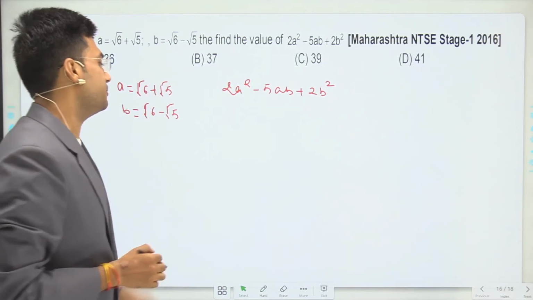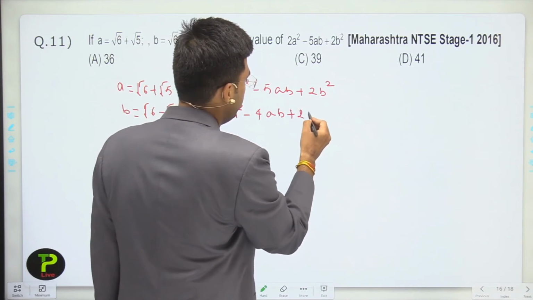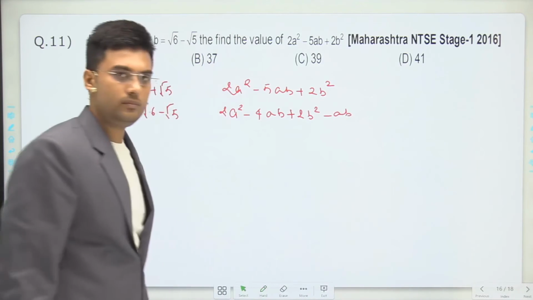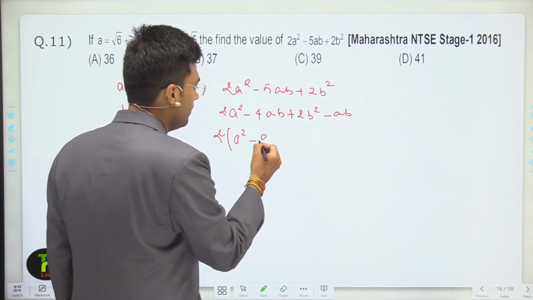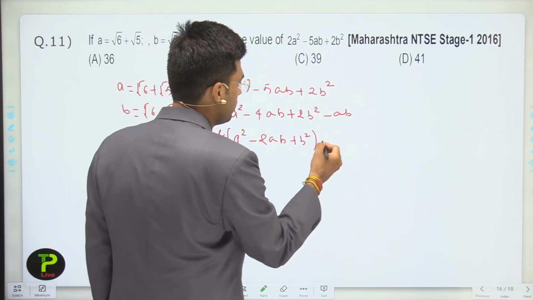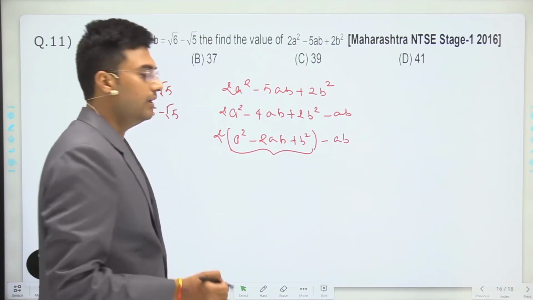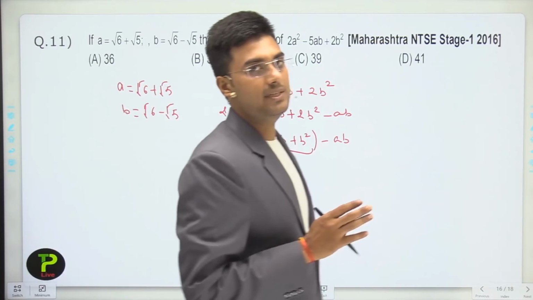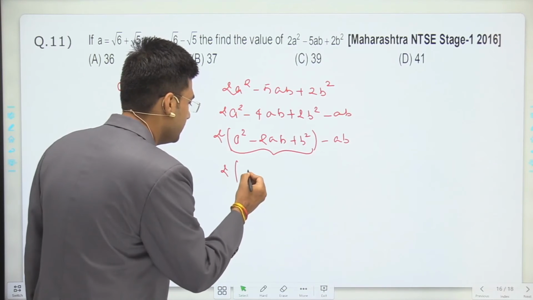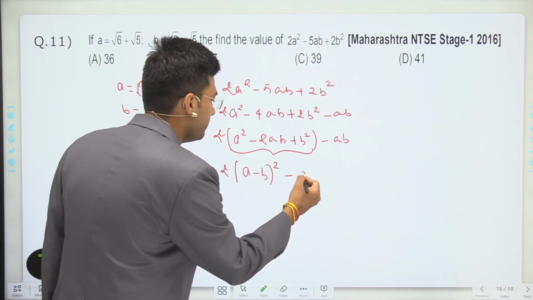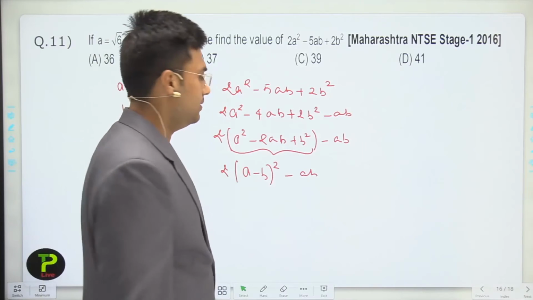We can arrange this expression as 2a square minus 4ab plus 2b square minus ab. Now we can write it as 2 multiplied by a square minus 2ab plus b square, minus ab. Now dear students, if we observe, this is a square minus 2ab plus b square, and it is equal to a minus b whole square. So we can write it as 2 times a minus b whole square minus ab. Now let us replace the value of a minus b.